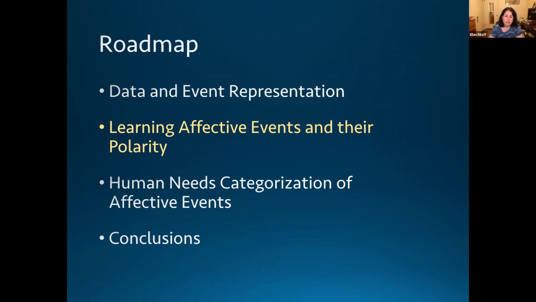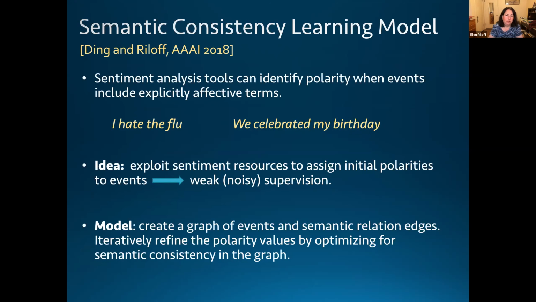So how did we do that? Well, my student Haibo Ding and I created this learning model that we call Semantic Consistency Learning Model. And the intuition behind it is that there are lots of sentiment tools out there. There's lots of lexicons, semantic lexicons, or sentiment-related lexicons. There's various classifiers and other tools that are out there that often use the lexicons as features. And so if you give these tools events, they can label some of them. Sometimes they just contain some of the words related to the event. I mean, the lexicons do.